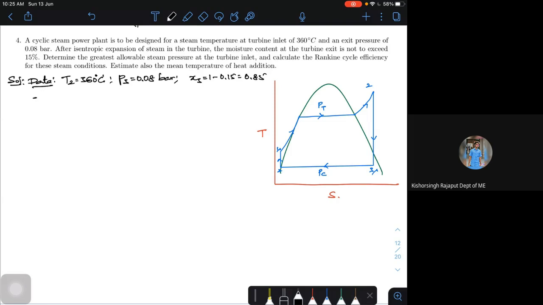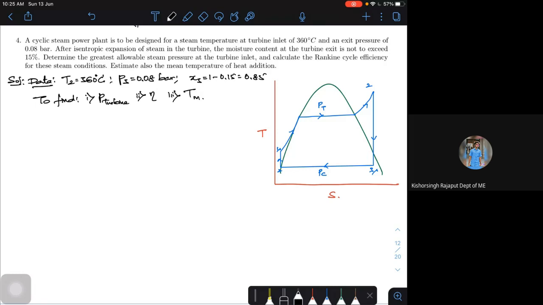What are we supposed to find? The first is the greatest possible steam pressure, that is P2, the turbine inlet pressure, the entry condition. The second is the efficiency of the Rankine cycle. And the third is the mean temperature of heat addition, which we call Tm. So these are the things you have to do. Now, let's go to the corresponding steam tables.